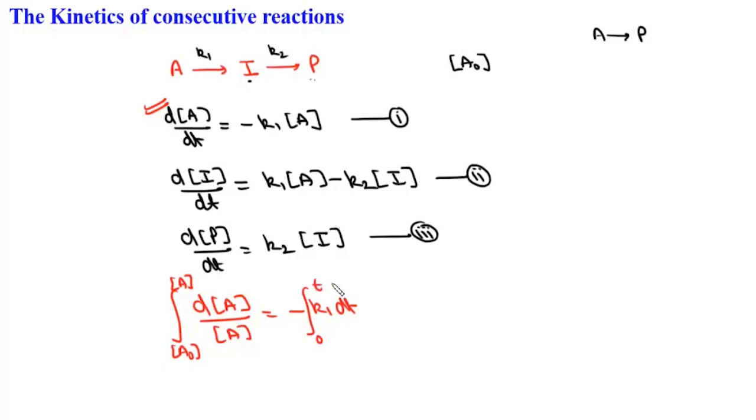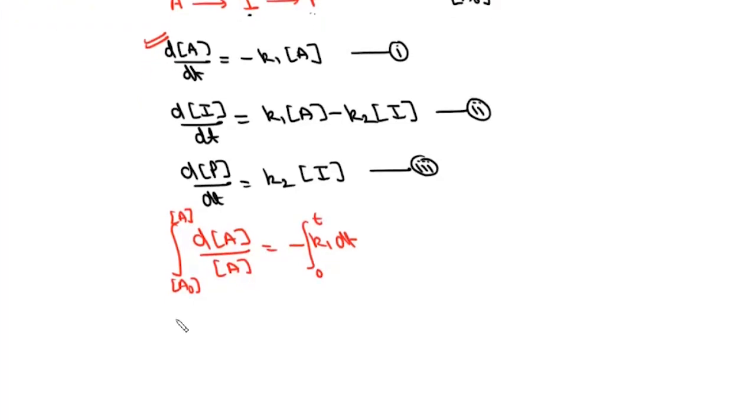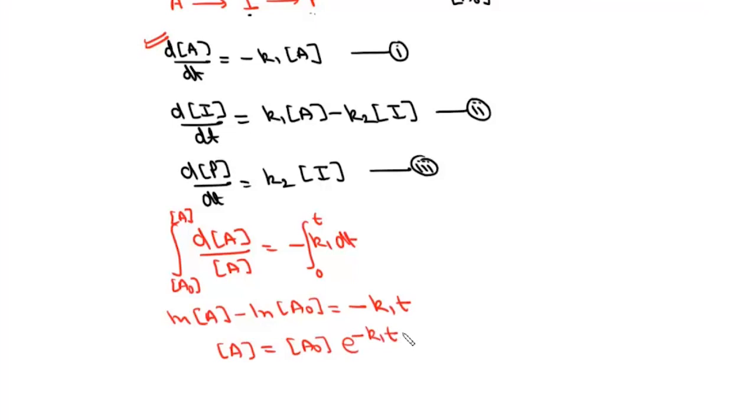Now we can write this as log A minus log A0, and it will be equal to minus K1t, or from here we can say the concentration of A is its initial concentration into e to the power minus K1t. So the concentration of this reactant A is going to decrease exponentially. And that's our fourth equation. Now we'll start solving this second differential equation.